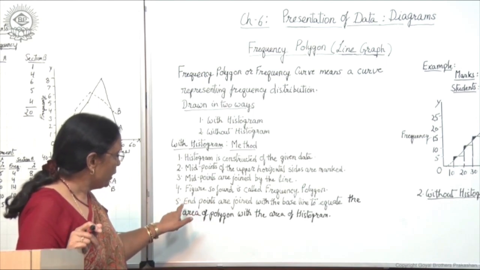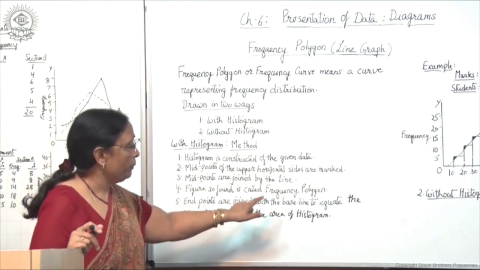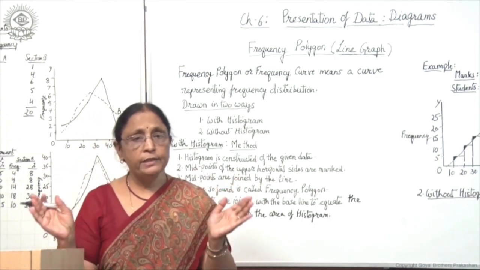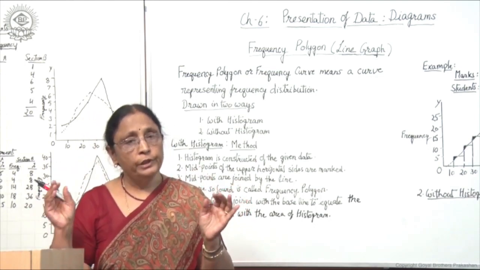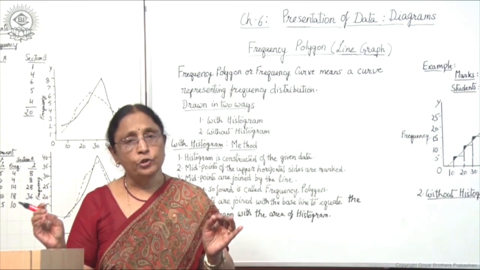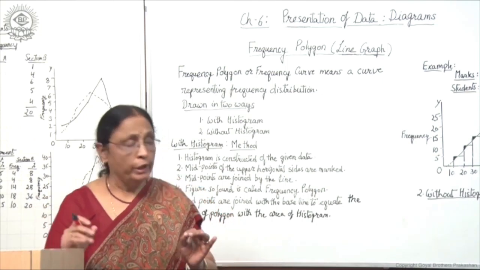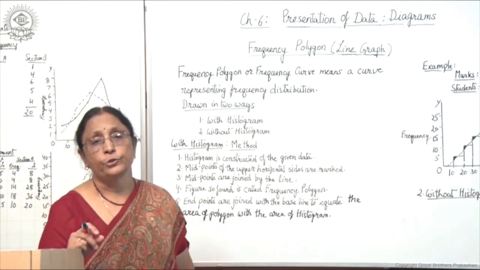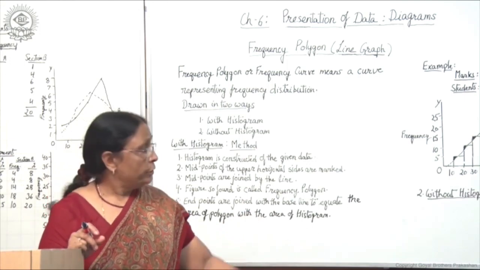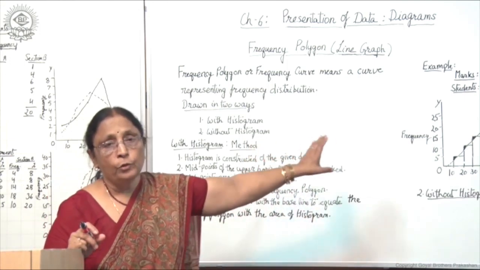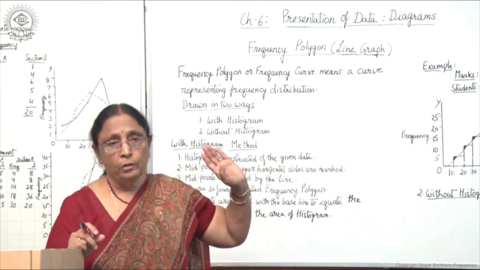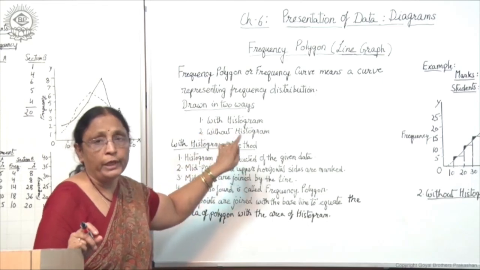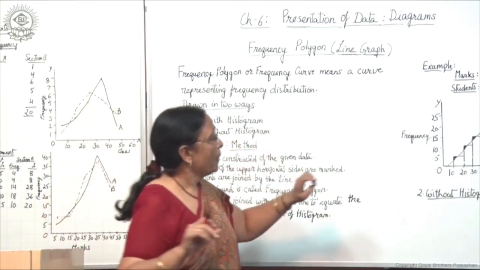Now, what is the next step? End points are joined with the baseline. Now, you have taken the midpoints, but the ends are open. These end points are joined with the baseline to equate the area of the polygon with the area of the histogram. This will be more clear to you when you see the example. Okay? So, both the methods will be explained to you with the help of examples.